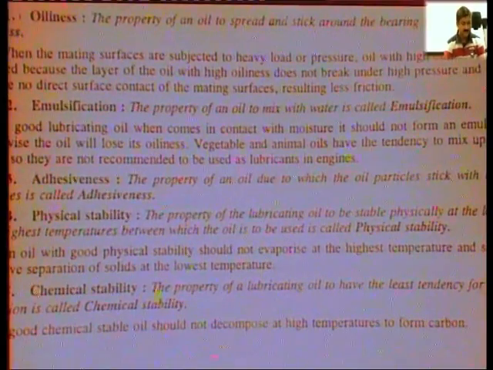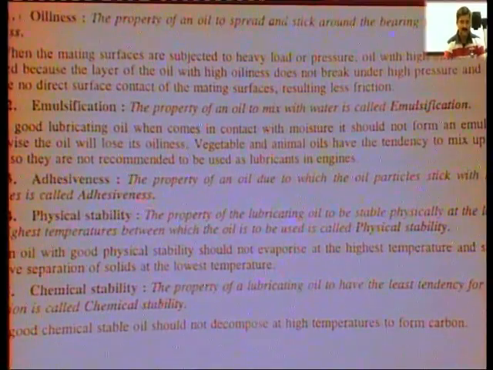Oil with good physical stability should not vaporize, as said earlier, at highest temperatures, and it should not have separation of products at lowest temperatures.